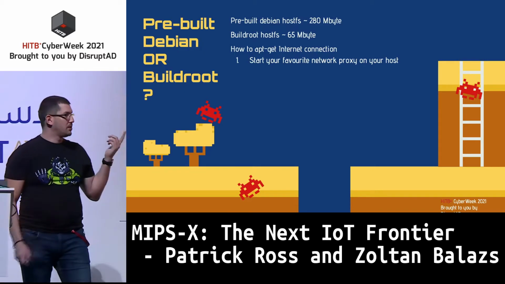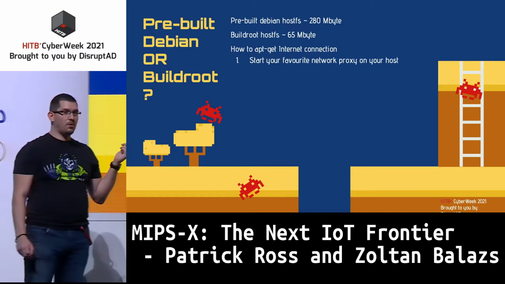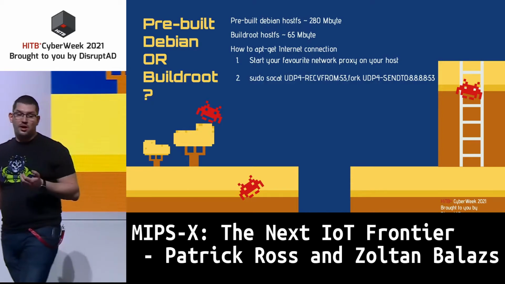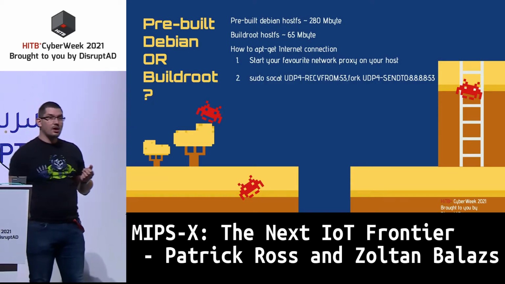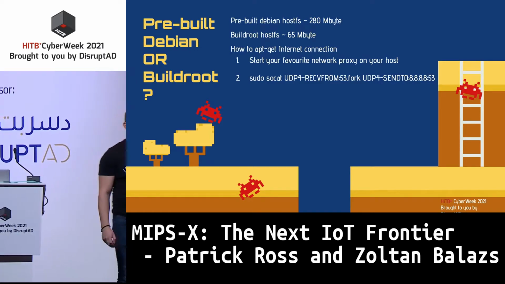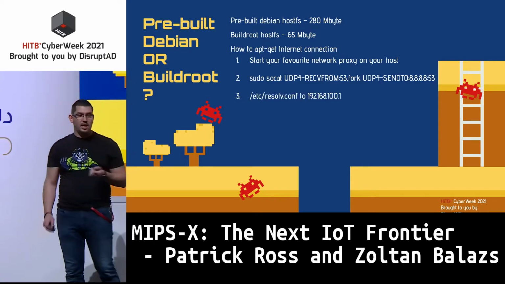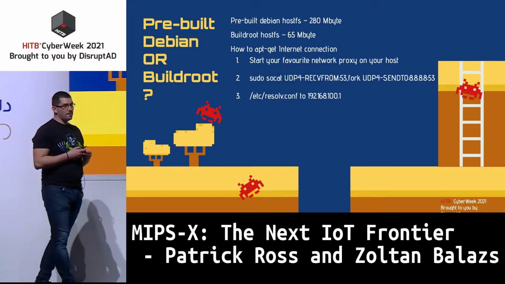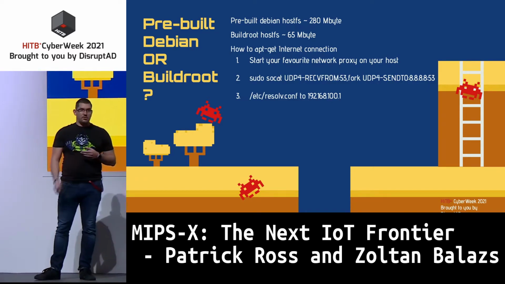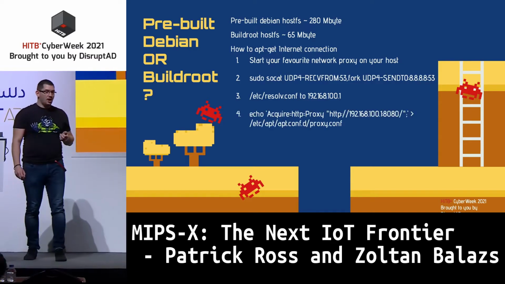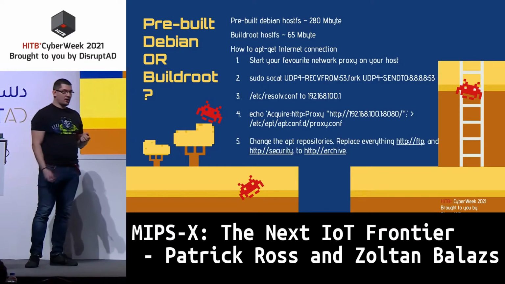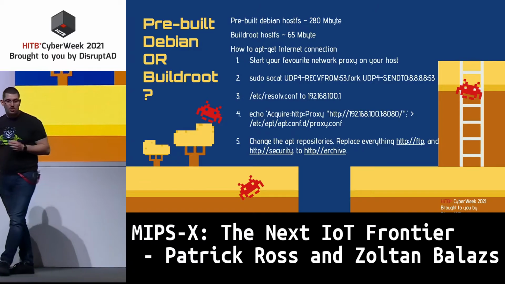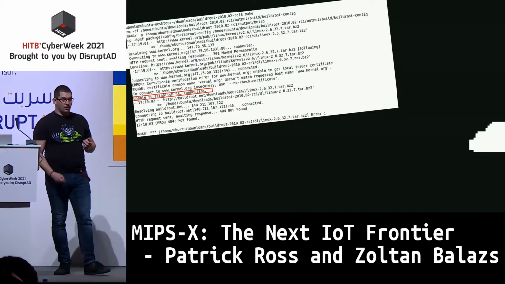And here's a list of how you can make it work, for example, in your pre-built Debian environment. You have to start your favorite proxy on the host machine. You forward all the DNS traffic from the guest to a known DNS server. You change the DNS options in your Debian host file system to point to your host machine. You change the proxy configuration in apt. And as mentioned, you have to change all the repositories to archive.debian.org. And that's all, and it will just work.